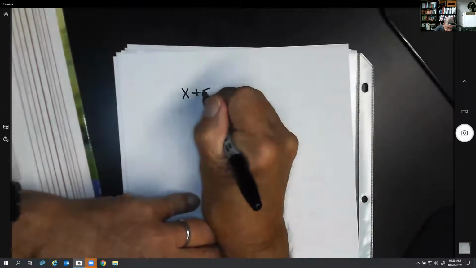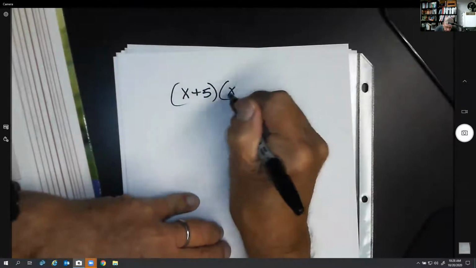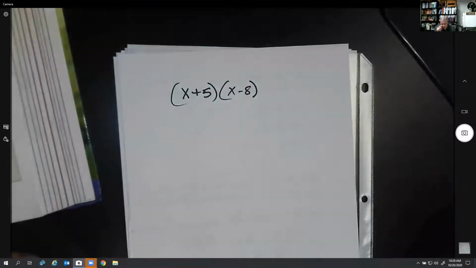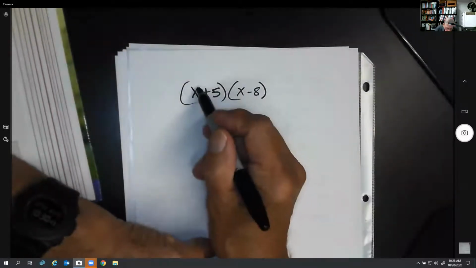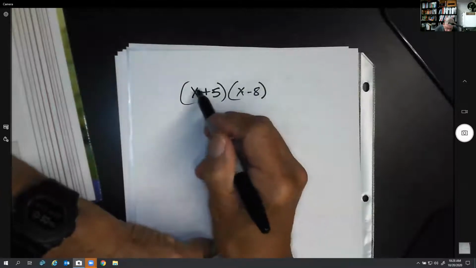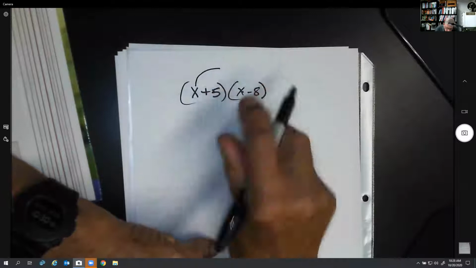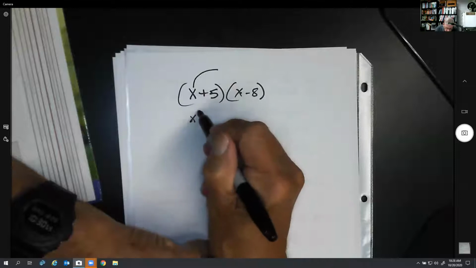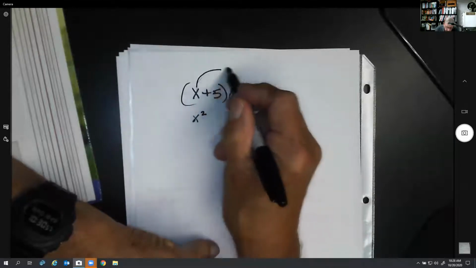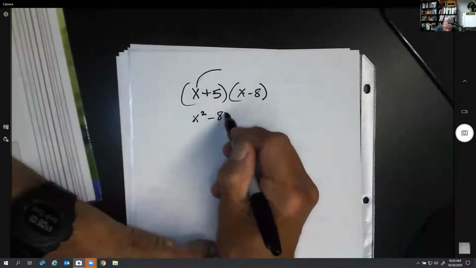So let's multiply now a binomial times a binomial. Let's start out with a very simple one. And because we do these so often, math guys try to figure out ways to remember them or to do them faster. So we're going to multiply the first term times the first term. We're going to distribute this x. Pretend like the 5's not even there. So it'd be x times x is x squared. And then we're going to distribute the x to the 8, negative 8x.